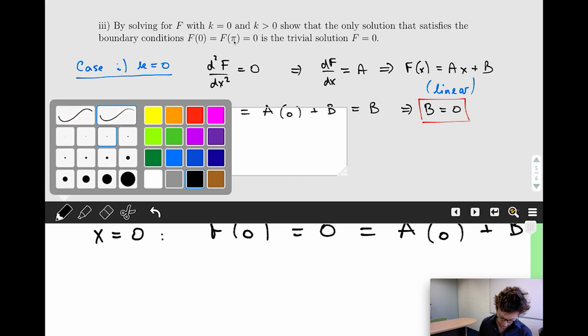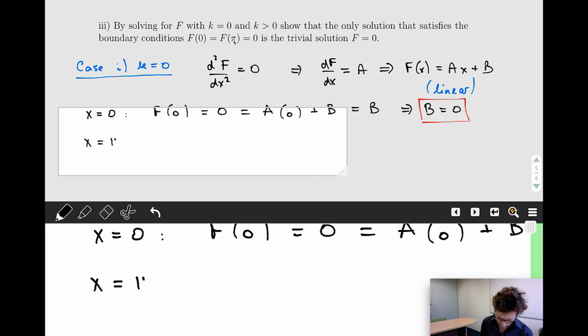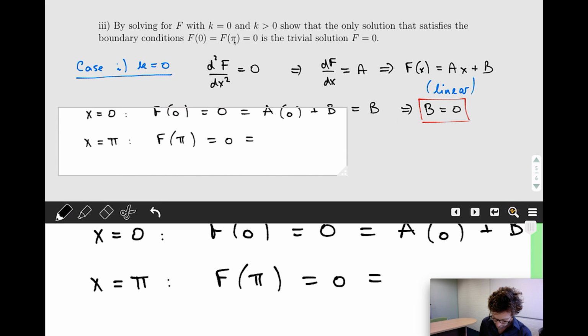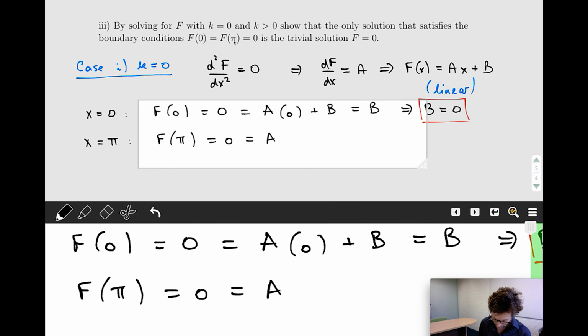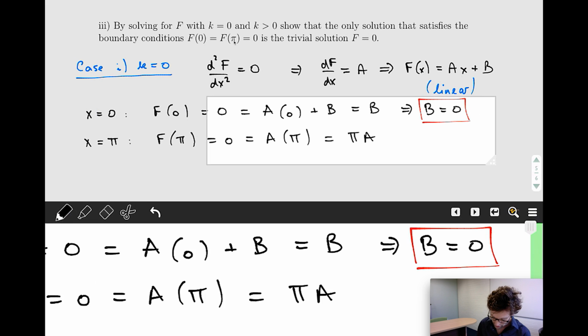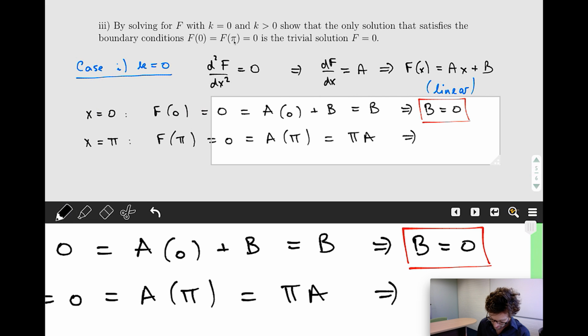Likewise, I can substitute in x is equal to pi. I know that the value of f at pi has to be equal to 0. So subbing that in is going to give me a times pi plus b is equal to 0. So it's going to give me pi times a, which again implies that a is equal to 0.